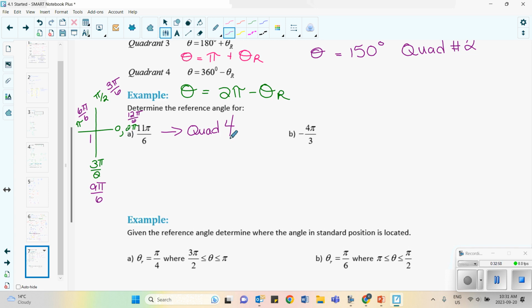Okay, theta equals 2 pi minus theta reference. Are we solving for theta reference, right? We're asking for the reference angle. So where does 11 pi go in? Does it go in the front or in the back? Front, because it's theta. We're looking for the reference angle.